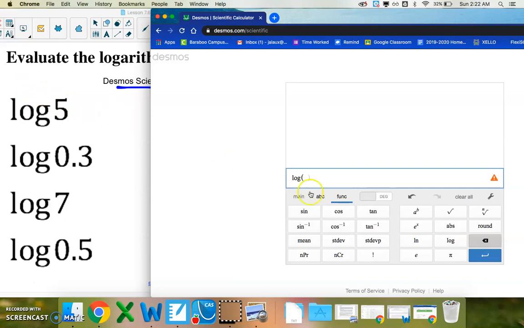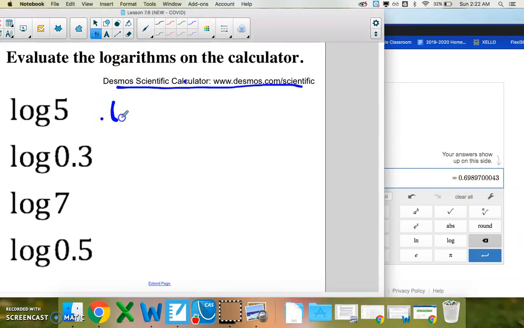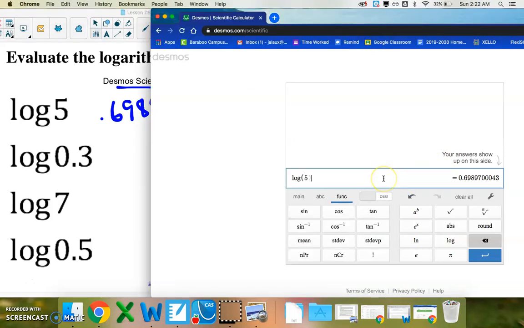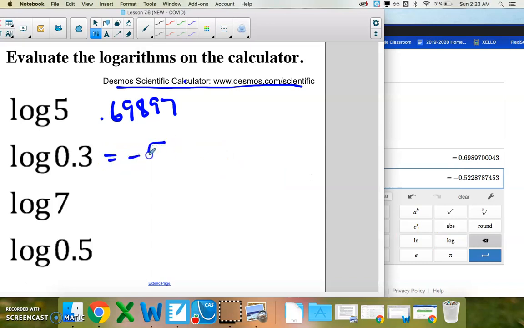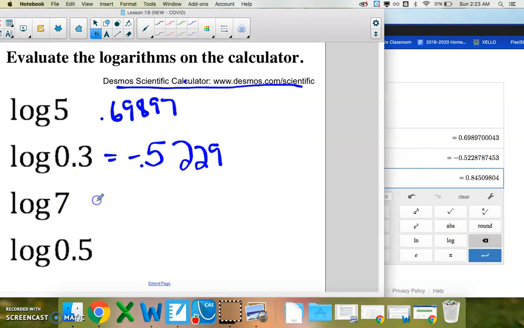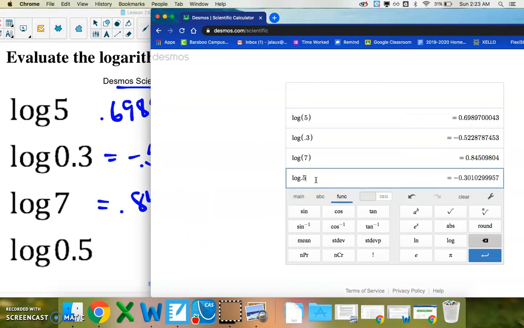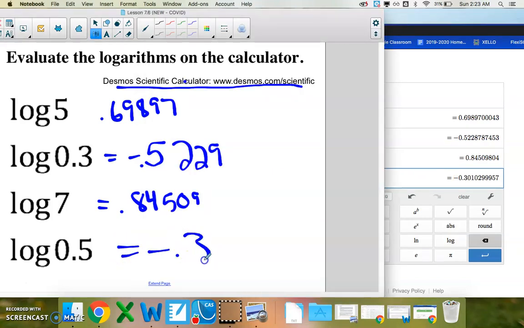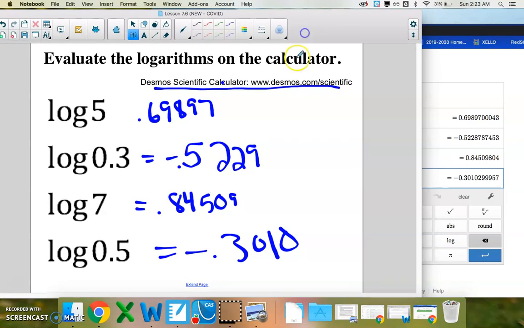So if I'm looking for log of 5, we hit the log button and type in 5. Our answer over here would be 0.6987. If we go to the next one, we hit enter, hit log, type 0.3 in, and you get x equals negative 0.5229. Then we just continue the process. We're doing this right now just to get familiar with the Desmos part. So x equals log of 7 is 0.84509. And the last one, log of 0.5, is equal to negative 0.3010.